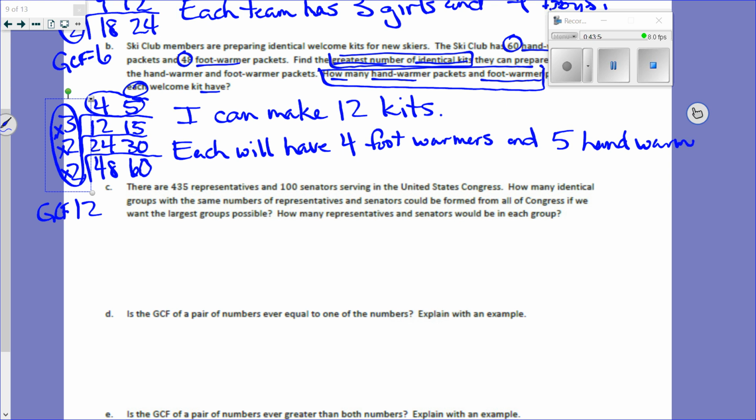What about body warmers? That's for the snowsuit you're wearing.